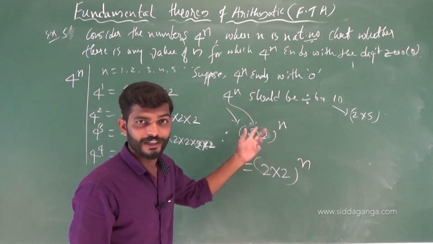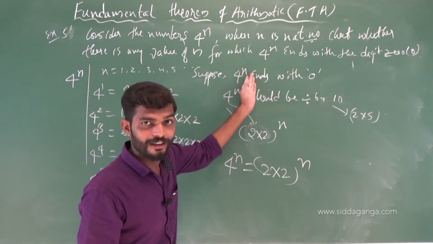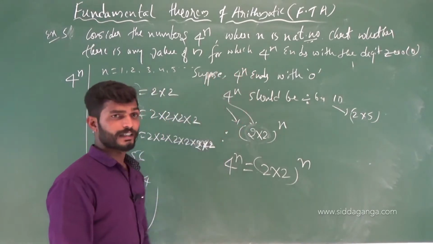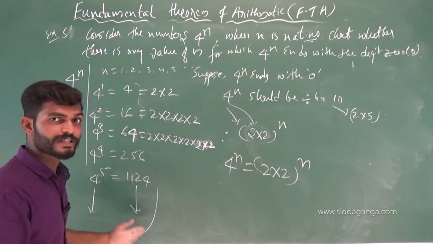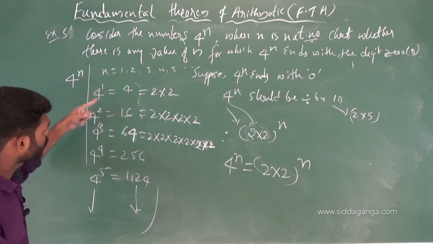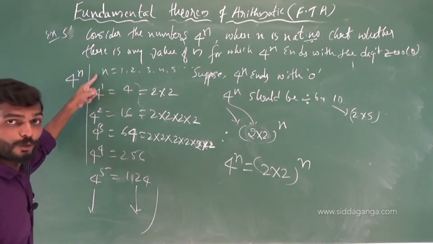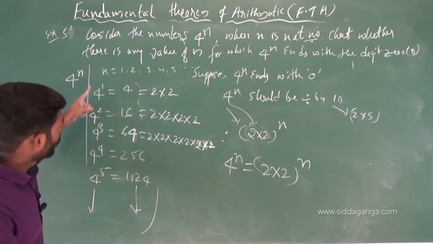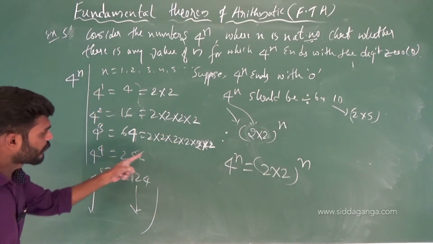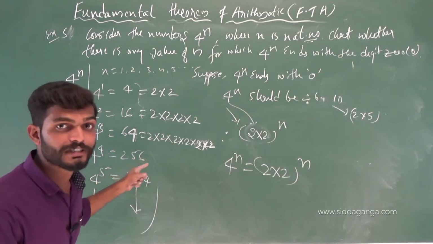There is no 0 at the end. Our supposition is wrong. That is, no such number is there. No such 4^n number is there which ends with 0. That is, no value of n exists. No value of n is there such that the 4^n number ends with 0.